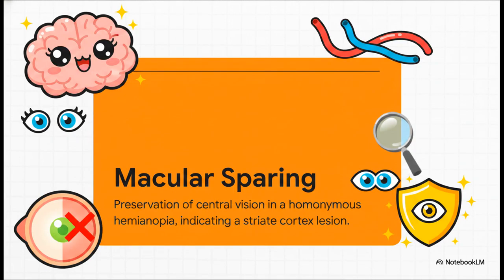Another incredible clinical pearl to watch out for deep in the brain is macular sparing. Sometimes a patient will present with a complete homonymous hemianopia, literally missing exactly half of their vision, but their central macular vision is miraculously spared. Why does this happen? Well, the macular fibers have a massive redundant representation area at the very back of the striate cortex, often with a dual blood supply. So if you see complete congruence with macular sparing, you're almost certainly dealing with a lesion in the occipital lobe.